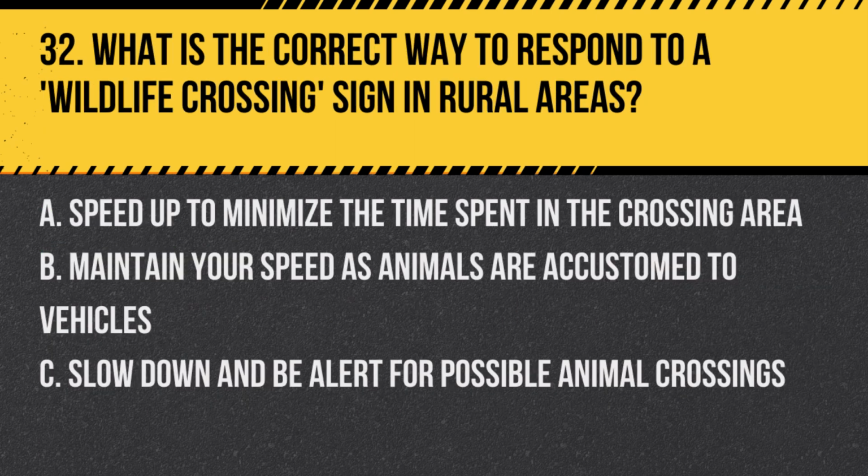Question 32. What is the correct way to respond to a wildlife crossing sign in rural areas? A. Speed up to minimize the time spent in the crossing area. B. Maintain your speed as animals are accustomed to vehicles. C. Slow down and be alert for possible animal crossings.